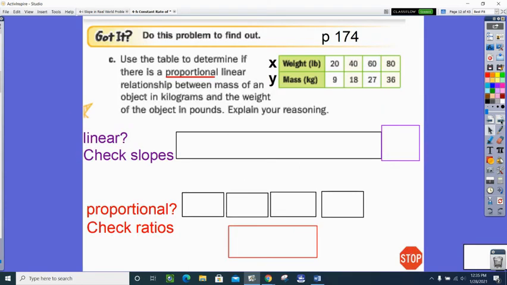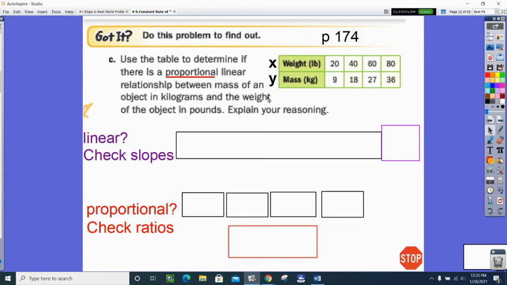Okay, so we're going to go to a table here. It's our last slide. And we're going to ask our question, is it linear and is it proportional? So the first thing we're going to do is check your slopes and see if all the slopes remain the same from point 1 and 2, 2 and 3, and 3 and 4.